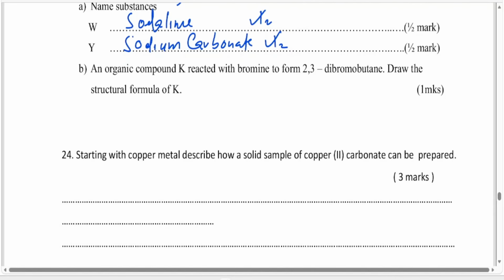So K could have been an alkane, and this alkane must have reacted through an addition reaction. And if we can form 2,3-dibromobutane, then it means it looked like this: carbons 1, 2, 3, 4. So it was an alkene, butene. The double bond was here, and that's where the reaction occurred to form 2,3. So this means these were hydrogens initially.